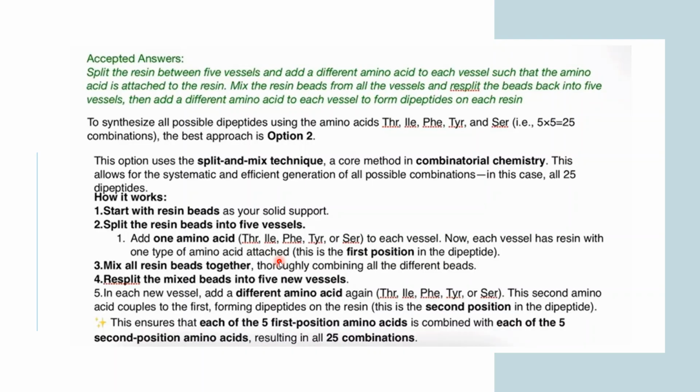So now the second position is occupied by another amino acid, and this is how you will end up having a dipeptide molecule. So what it does is ensure that each of the five first-position amino acids is combined with each of the five second-position amino acids, and this will give you a result of 25 combinations. So this is how you use combinatorial chemistry to synthesize dipeptides of desired combinations in the lab. So this is the split and mix technique which we will see. Okay.